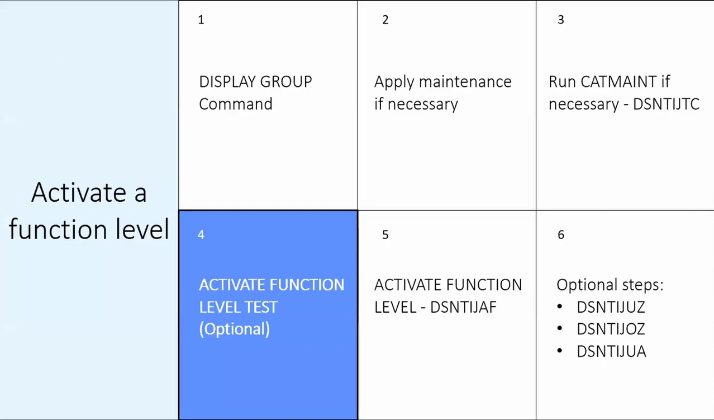And this brings us to step 4. This is an optional step, but we do recommend activating the function level test. So this is a particular command where you can test what activating a function level would look like without actually running the activate function level command. Once you do the test for it, there is a message that you will get that goes to the console that indicates whether the group is ready for the specified level in the test.